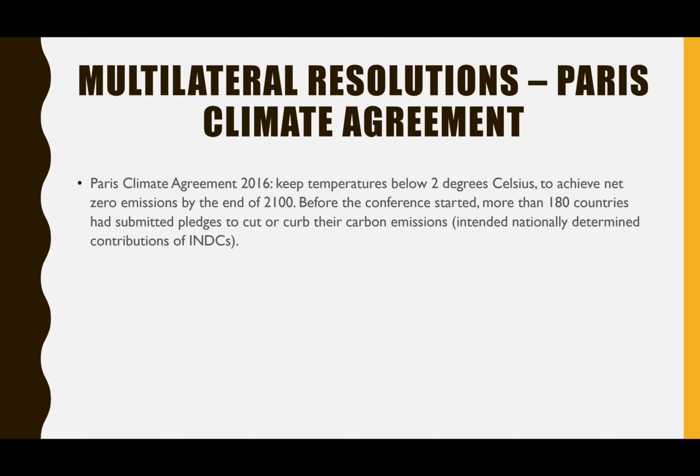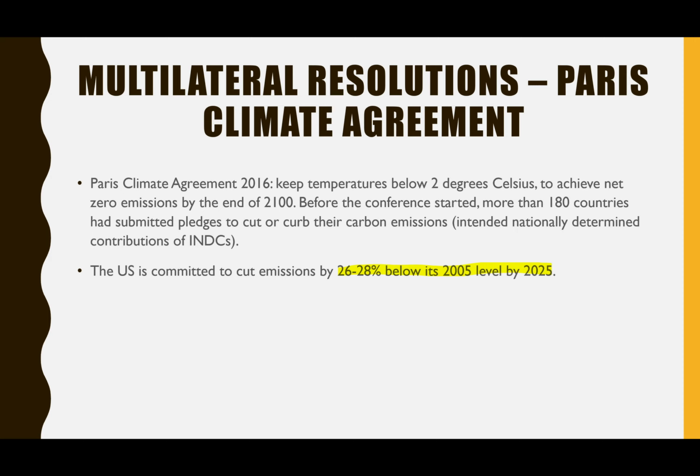So, states, to solve this issue of climate change, signed on to the Paris Climate Agreement. So in 2016, 180 states signed on to it and submitted pledges, and they all agreed to keep temperatures below 2 degrees and to achieve net zero by the end of 2100. The United States decided, as part of its nationally determined contribution, to cut emissions to 26 to 28% below its 2005 level by 2025.